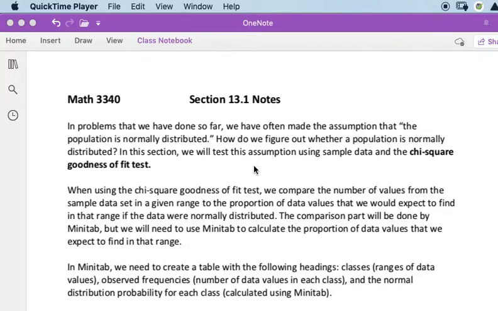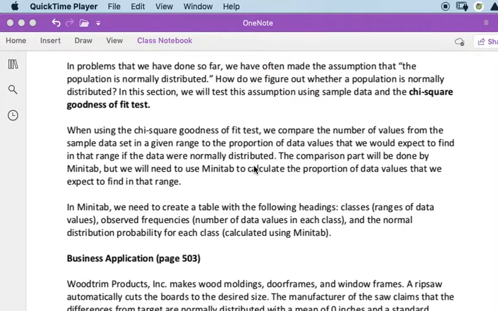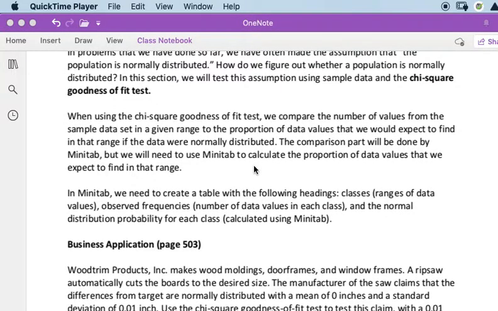When we're using the chi-square goodness of fit test, we are comparing the number of values from the sample data set in a given range to the proportion of data values that we would expect to find in that range if the data were normally distributed. The comparison part will be done by Minitab, but we are going to need to use Minitab to calculate the proportion of data values in each range, and we're going to see how to do that here.